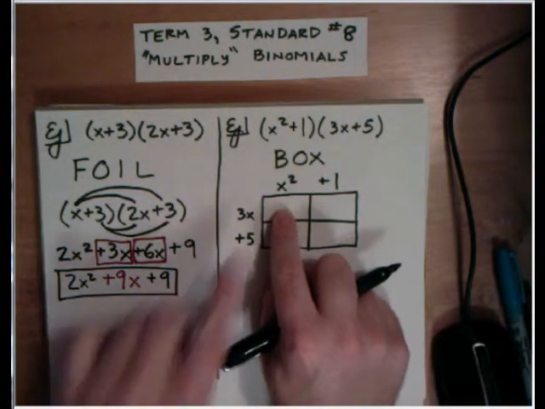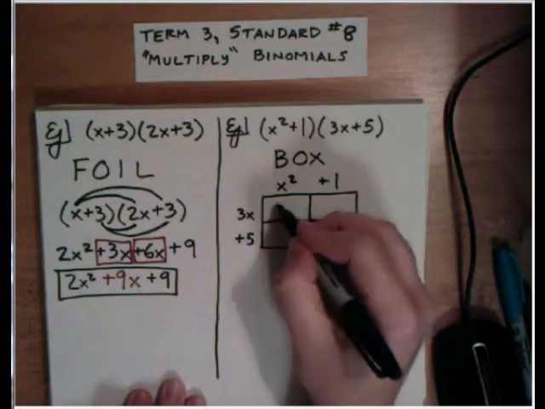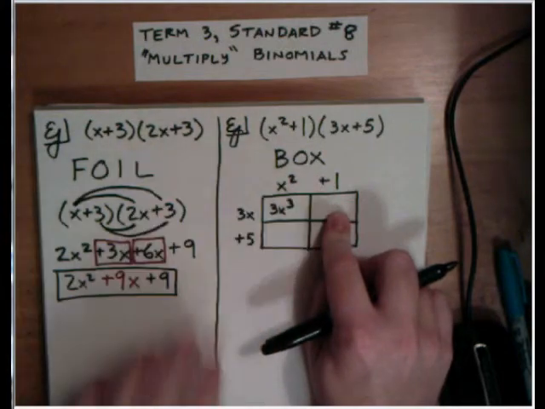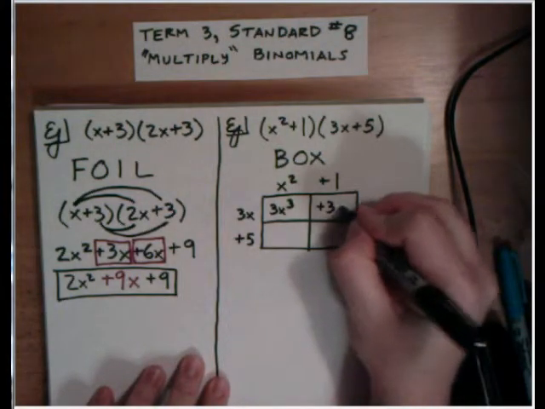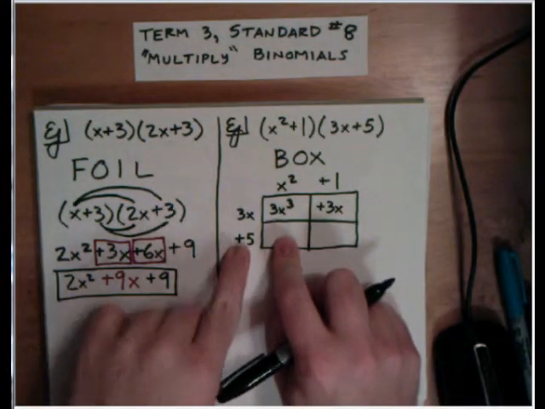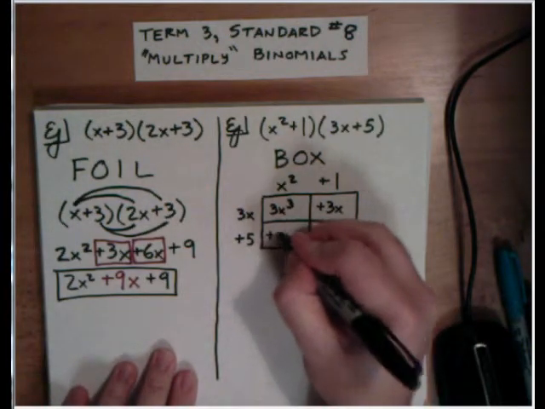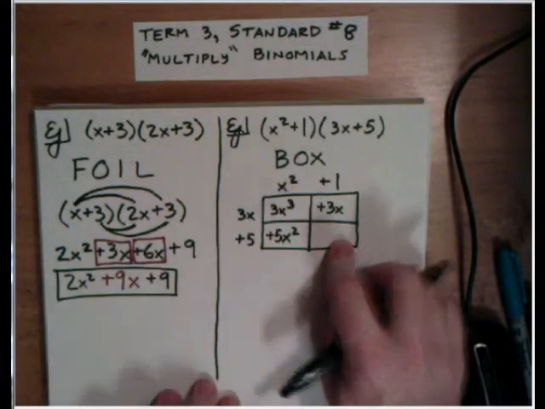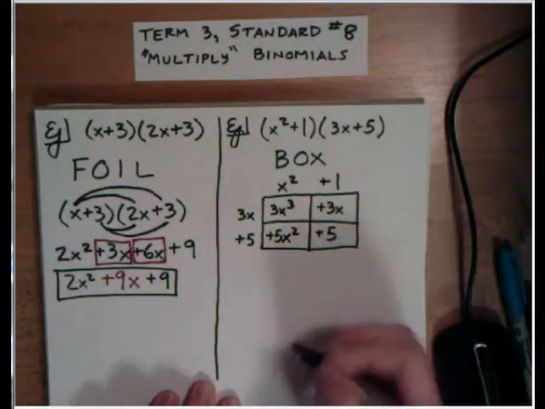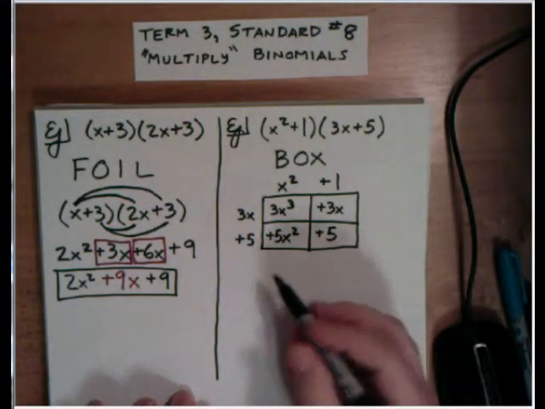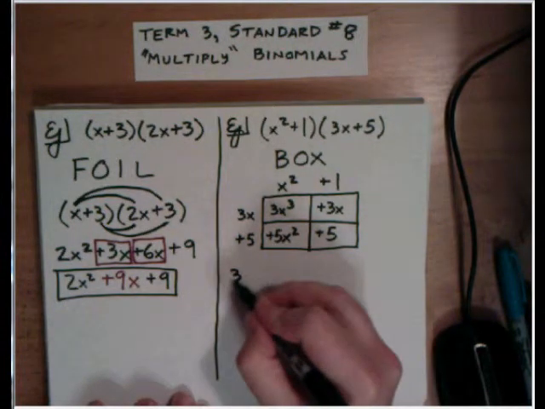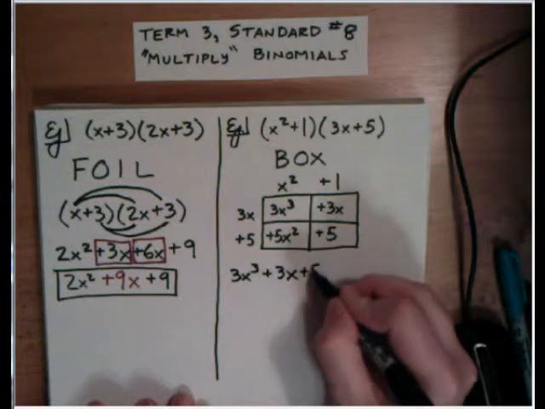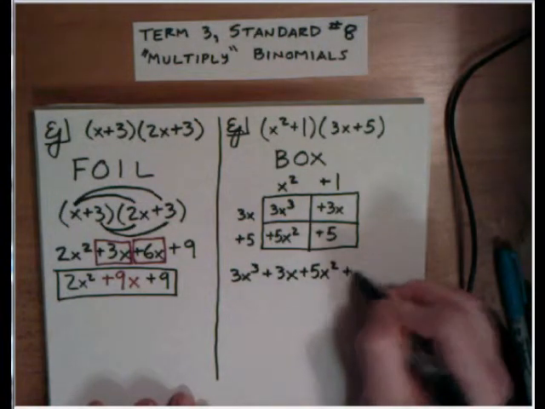3x times x squared is going to be 3x cubed. 3x times positive 1 is going to be positive 3x. Positive 5 times x squared is going to be positive 5x squared. And positive 5 times positive 1 is just going to be positive 5. So we filled in the box. Now we can write out what we have. 3x cubed plus 3x plus 5x squared plus 5.